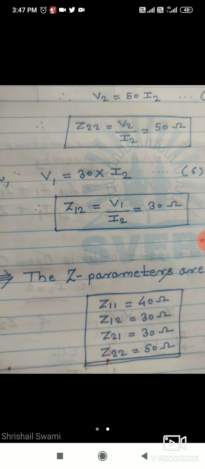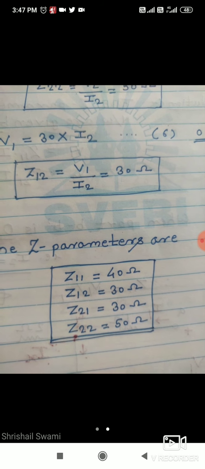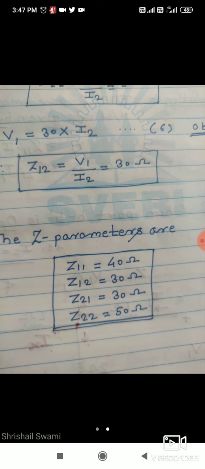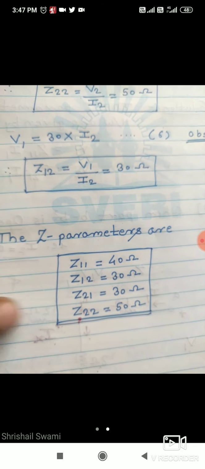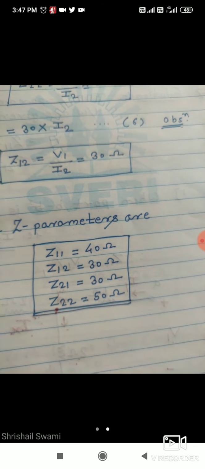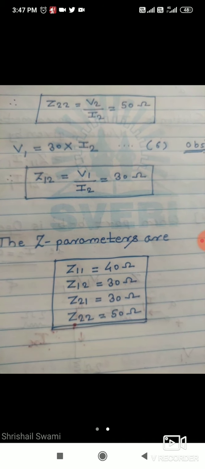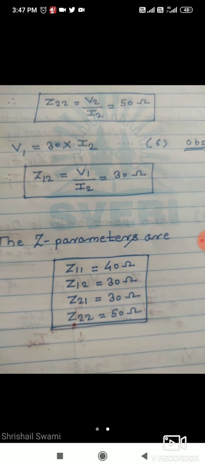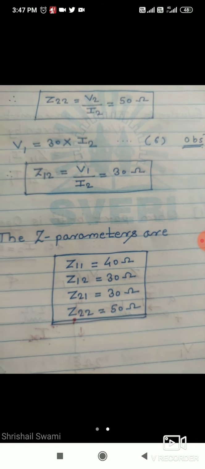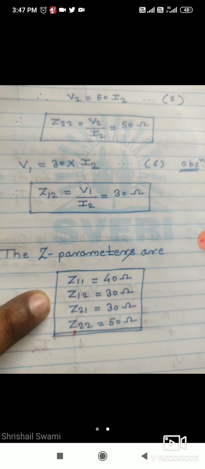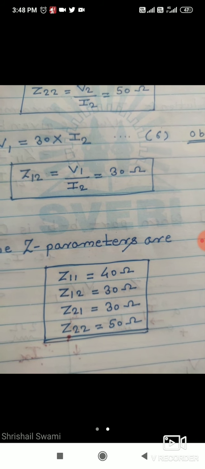So finally, you can summarize. The Z parameters are Z11 is equal to 40 ohm, Z12 is equal to 30, Z21 is equal to 30, and Z22 is equal to 50. As Z12 and Z21 have the same value, we can call this network bilateral. Finally, whenever you solve problems on two-port networks, you can summarize all the parameters in one box, so that the examiner will check all these values and give the answer, and he or she will be impressed.